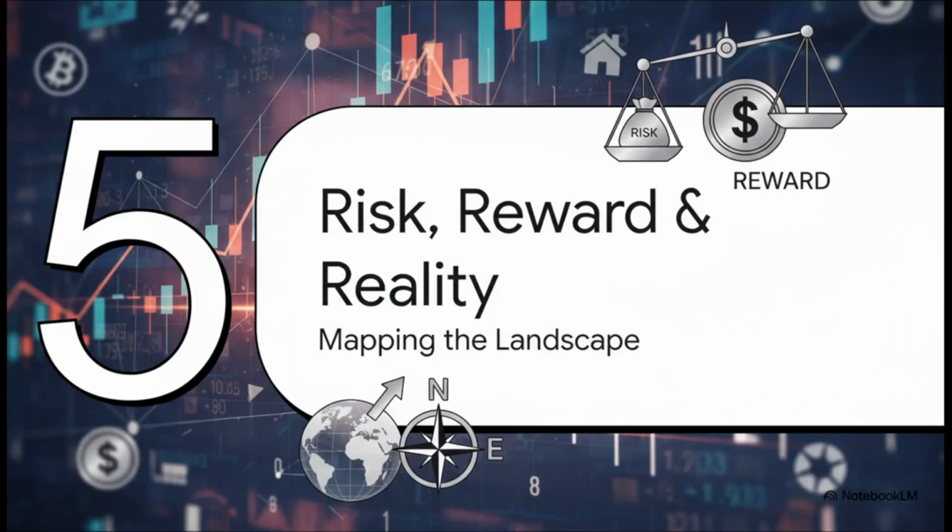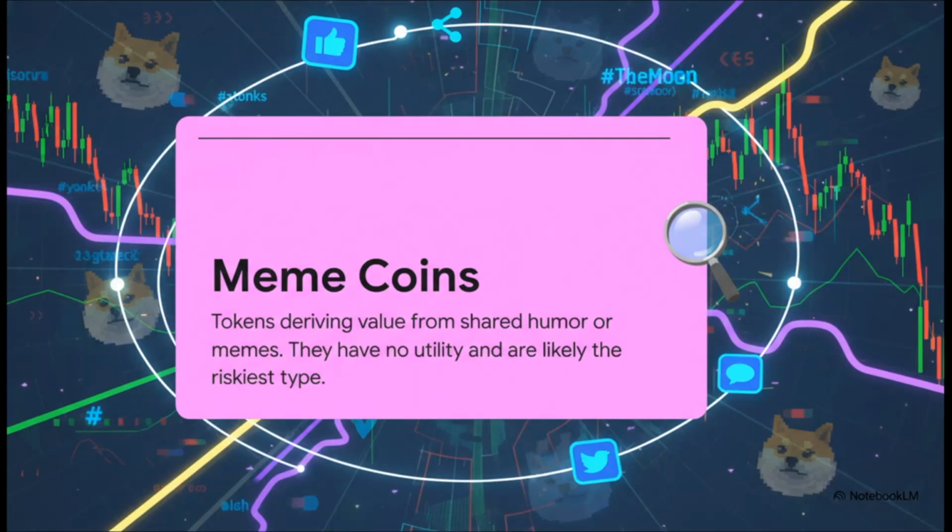Whew. Okay, we just went super deep. So now it's time to pull the lens back out and look at the whole picture again. This section is all about risk, reward, and reality, where we put all these pieces together and map out the entire token landscape. And way out on the far end of that landscape, we find meme coins.